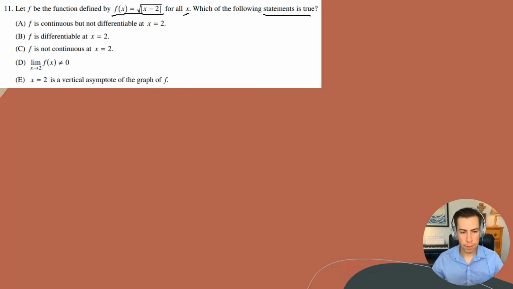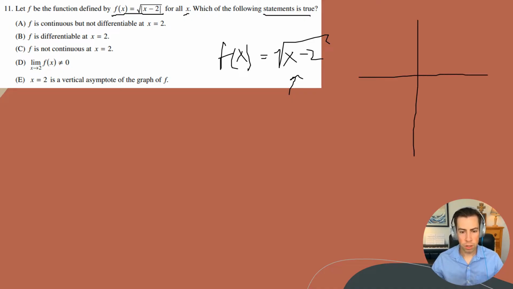But let's just say that f of x was just the square root of x minus 2. Let's say there was no absolute value here. What would that look like? If we graph out this function, the lowest value of x that is possible has to be x equals 2, because f of 2 is the square root of 2 minus 2, which is the square root of 0, which is just 0.